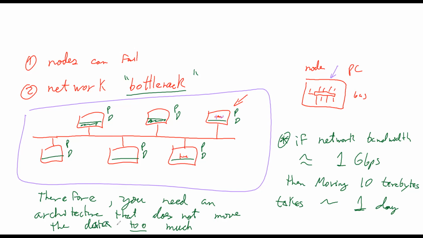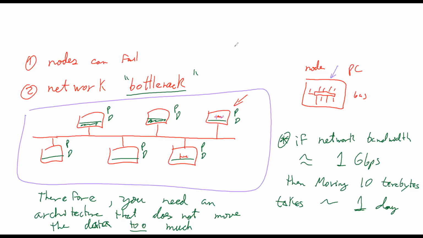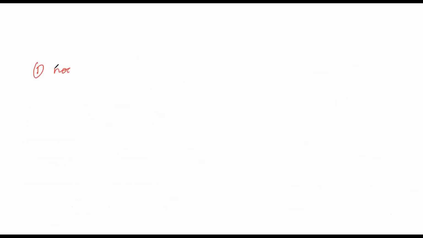All right, so that's good. So now we have basically two things: one, nodes can fail, and two, the network bottleneck.